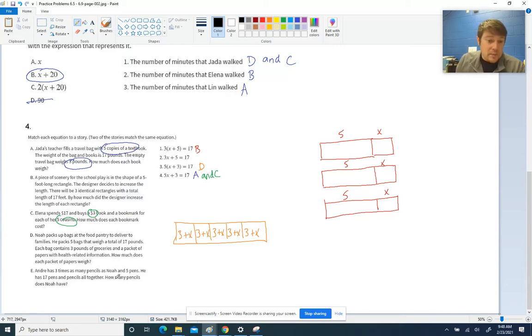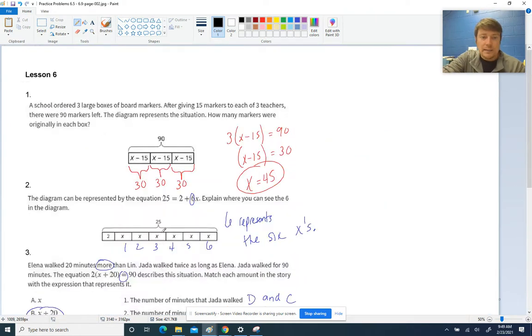Andre has 3 times as many pencils as Noah and 5 pens. 3 times as many and 5 more. So 3 times as many pencils and 5 pens. So we're looking for something that is happening 3 times plus a single 5 to equal 17. And that matches the last one we haven't used, which is 2. So that's why that's E. And that finishes our video for lesson number 6.